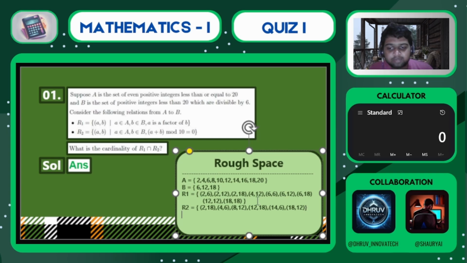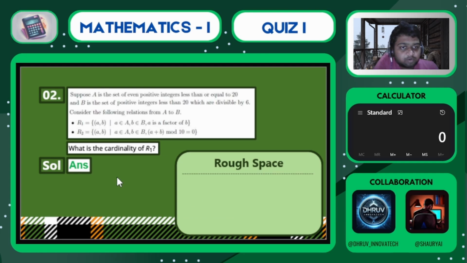And then we are asked to find R1 intersect R2. In this, as we know, we have to find the common elements in R1 and R2, and you can see that only one element, (2, 18), is common. So the cardinality of R1 intersect R2 is 1. Therefore, our final answer would be 1. So this is the first question.